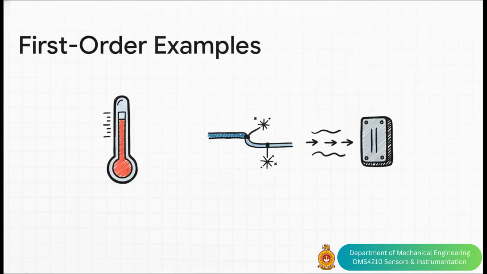A perfect example is just a regular old thermometer. When you take it from a cold room to a warm one, the reading doesn't just instantly jump. It climbs gradually, right? It follows a smooth curve. Well, that curve is defined by its time constant. Thermocouples and gas sensors do the exact same thing.